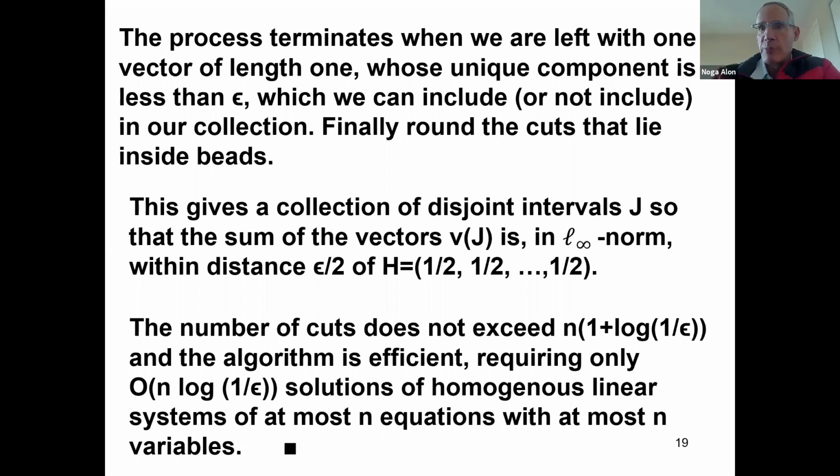And as we observed during the proof, the only things that we've been doing are some basic linear algebra manipulations that are all efficient. So this was simple enough, and I could really show basically all the details. Are there any questions about this?